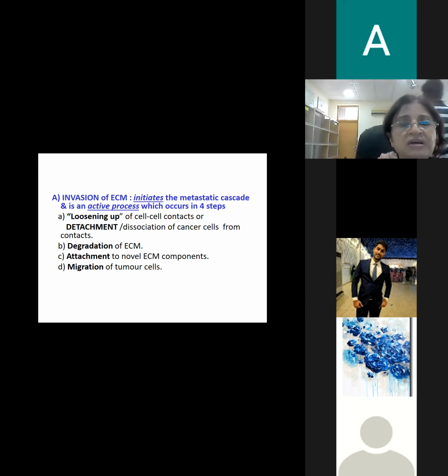Number 1 is the loosening up of the adhesion molecules. That is, the cell-to-cell contact between the adjacent cells is broken. Only then will the cells spread; if they stay stuck together, they will not spread. So number 1 process is that there is loosening up of the intercellular attachments of one cell with the other.